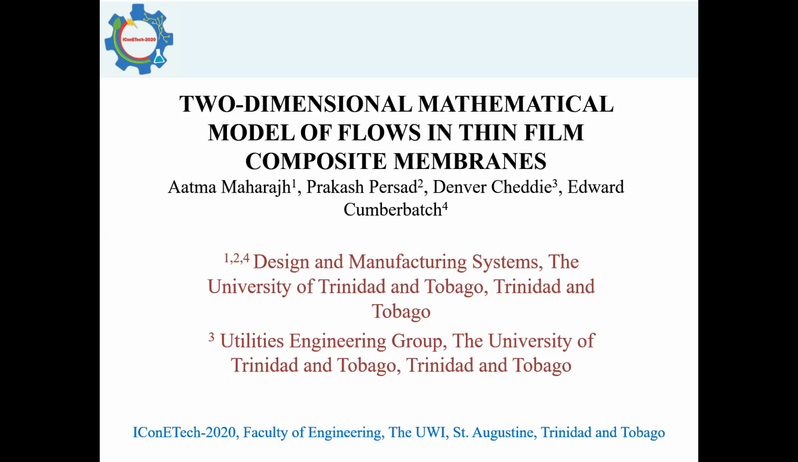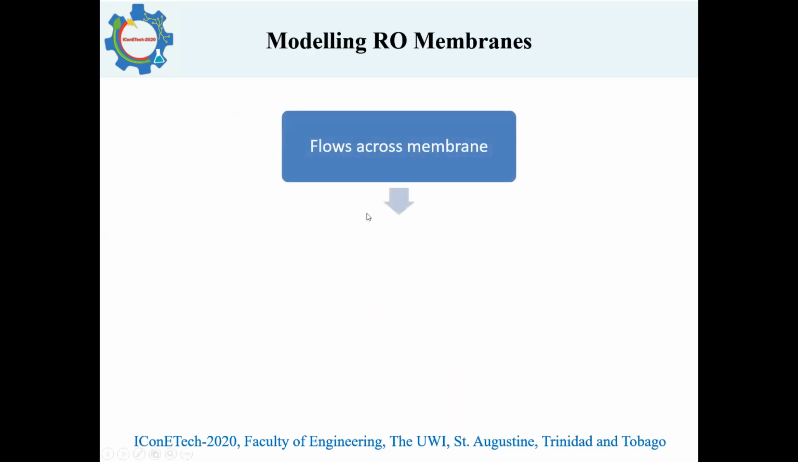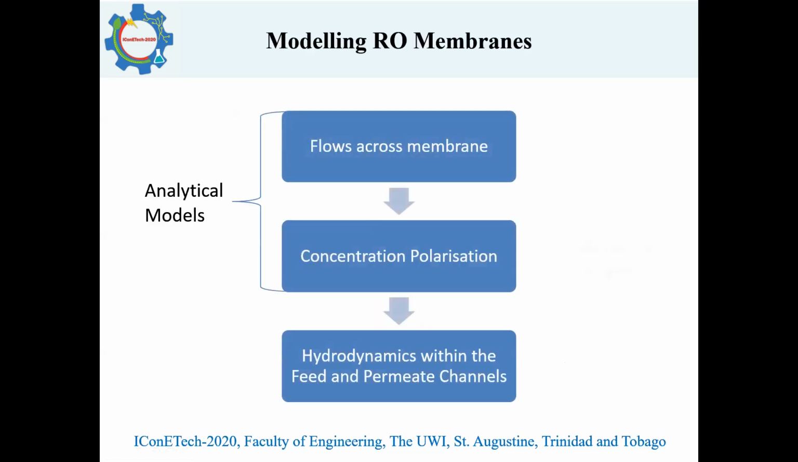So when we look at membranes, the literature would suggest, well, in fact, there are three areas that we have to look at when we're considering RO membranes. The first area is flows across membranes, concentration polarization, and hydrodynamics within the feed and permeate channels. The typical analytical models that have been created typically only ever considered the first two aspects.